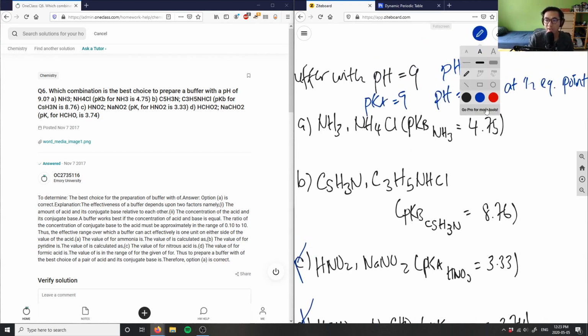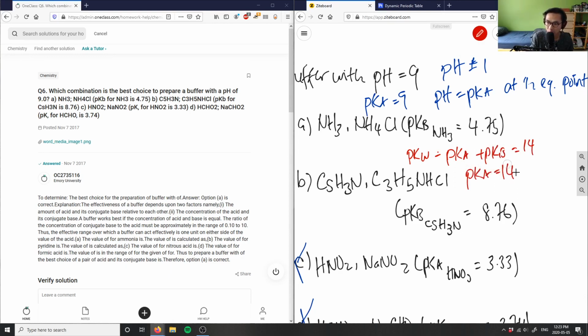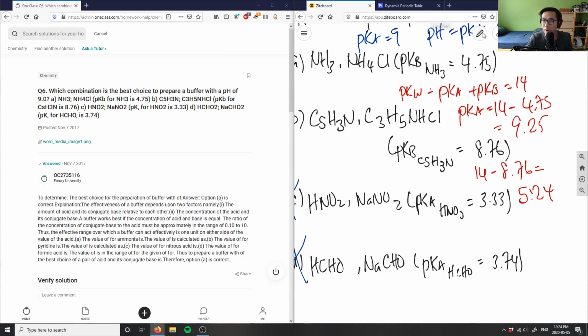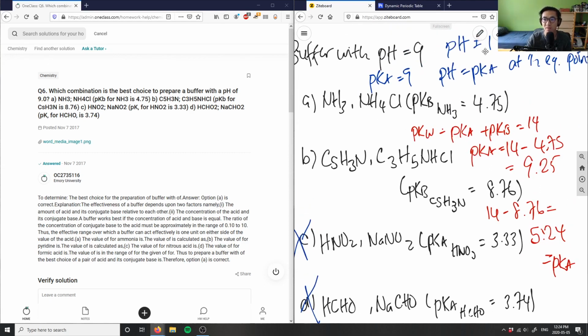For the others, I need to convert pKb into pKa. I know that pKw equals pKa plus pKb, and that equals 14. So for A, pKa equals 14 minus 4.75, which gives 9.25. For B, it's 14 minus 8.76, which gives 5.24. These are the pKa values of our two buffers. Which one is closest to 9? A is closest, since 9.25 is very close to 9. So the ammonia and ammonium chloride buffer would be best. 5.24 is no way close to 9.